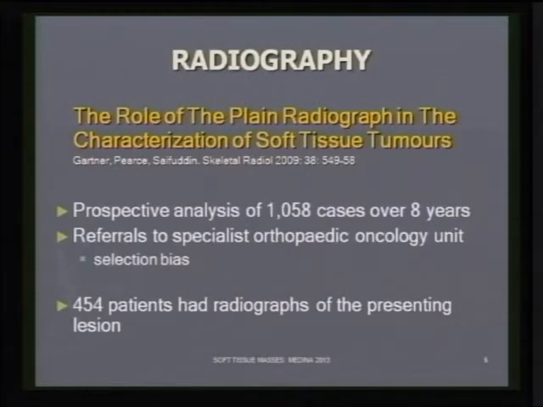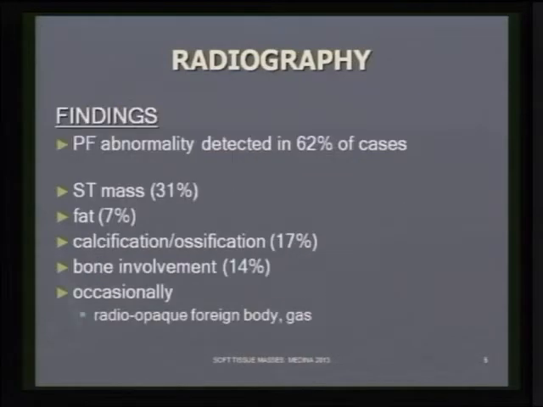Now, the talk is mainly based on this paper, which we published in Skeletal Radiology back in 2009, where we looked at a large consecutive series of patients presenting to our center over an eight-year period, 1,058 cases. These were referrals to a specialist oncology unit, so they do therefore result in some selection bias. And of these cases, 454 patients had radiographs of the presenting lesion. So we're going to look through the different kind of things we can find on a plain film in a patient presenting with a soft tissue mass.